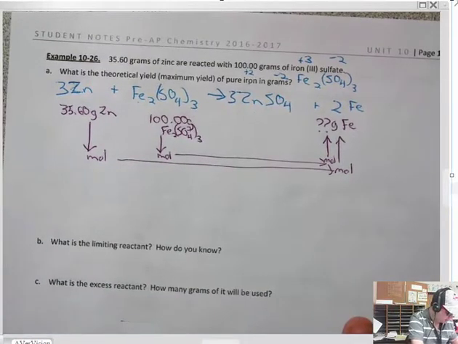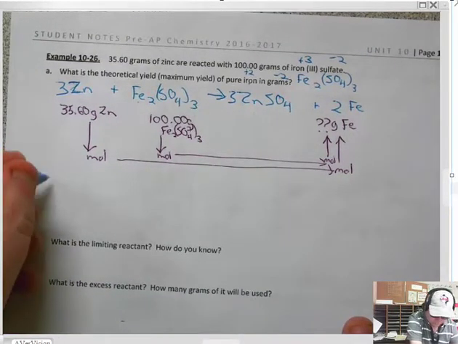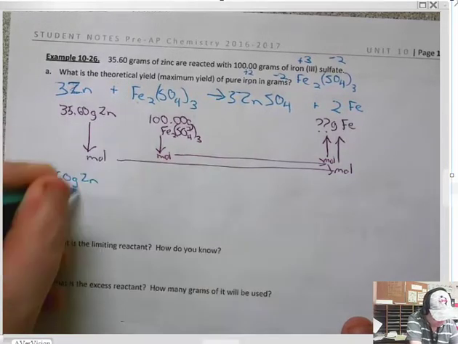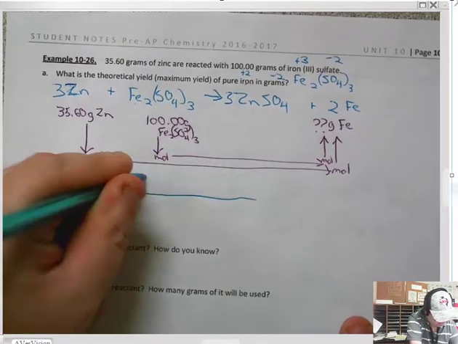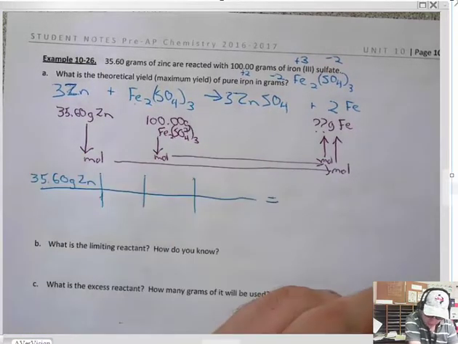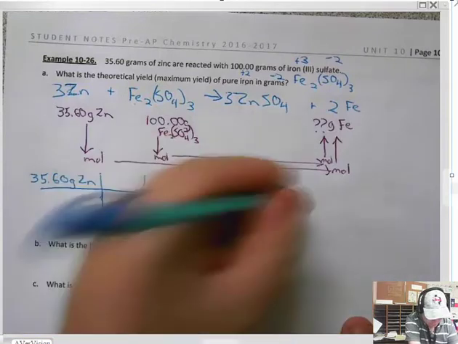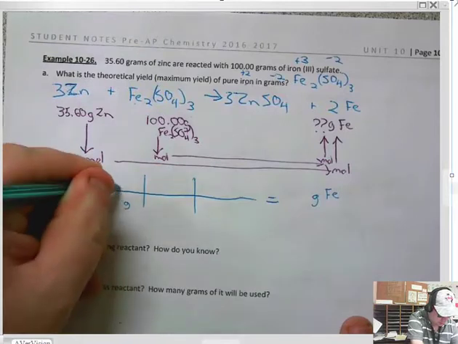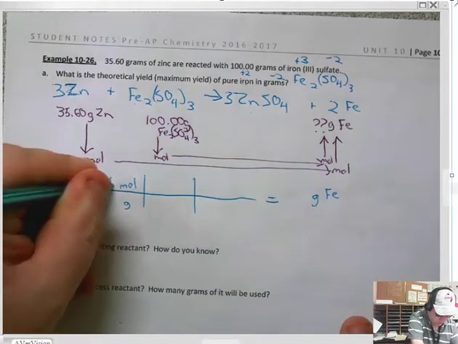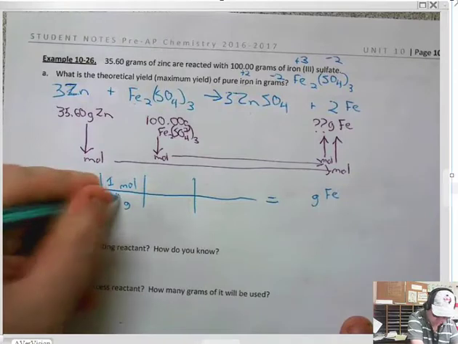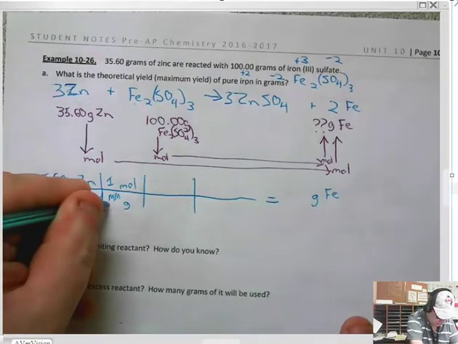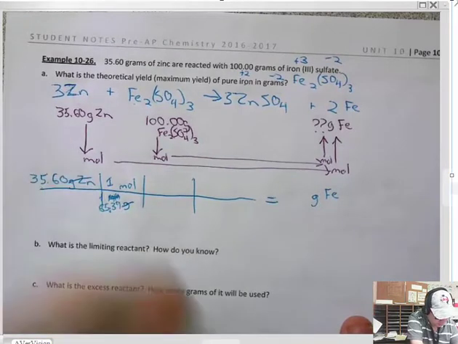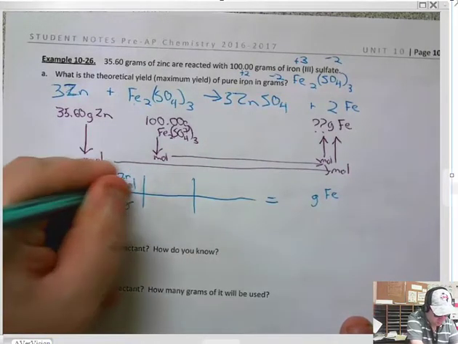So I'm going to start off with 35.60 grams of zinc, and I'm going to convert it over to grams of iron. Grams on the top, grams on the bottom. What am I going to convert to? Moles. This is 1 mole. The molar mass of zinc, I know it's 65.39. Okay, swish, swish. Now this is moles of zinc, so now we got to do our reaction.